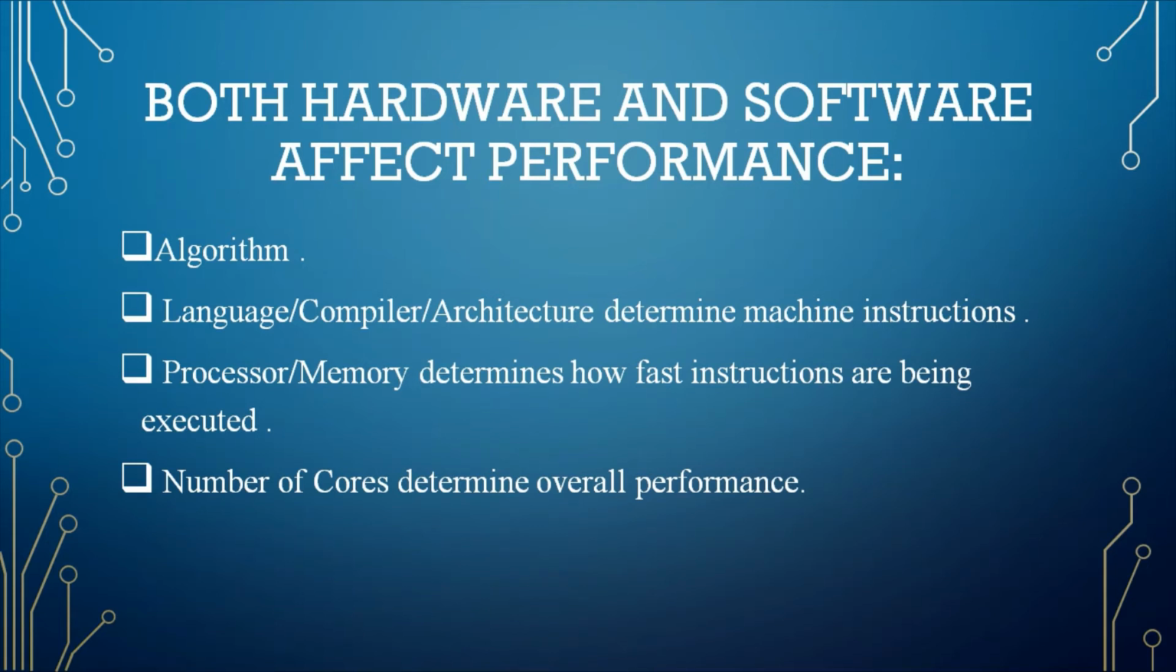Processor and memory determine how fast instructions are being executed, and the number of cores determines the overall performance. Like if the number of cores is more, the performance will be more, because all the cores run in parallel and execute instructions in parallel. This is a very important point, that all the cores run in parallel.